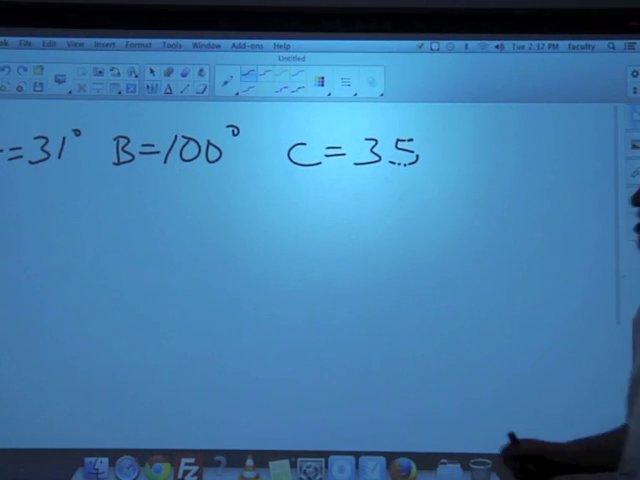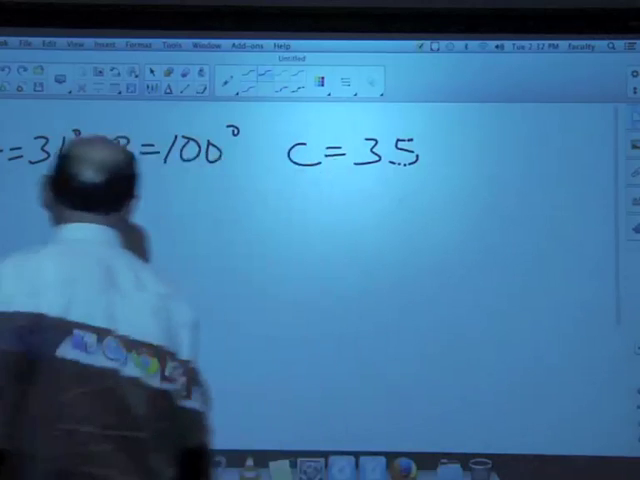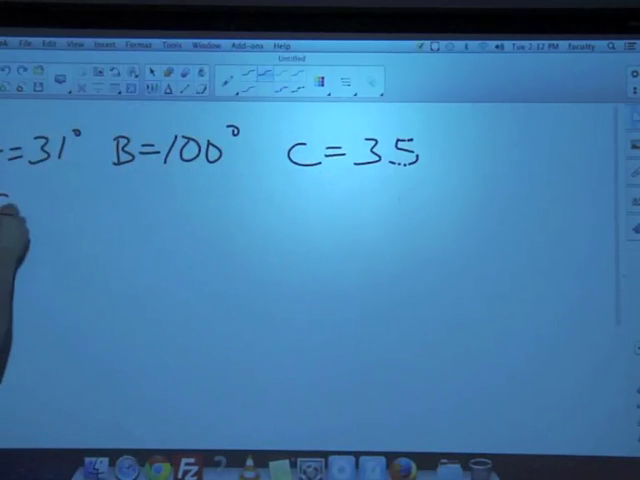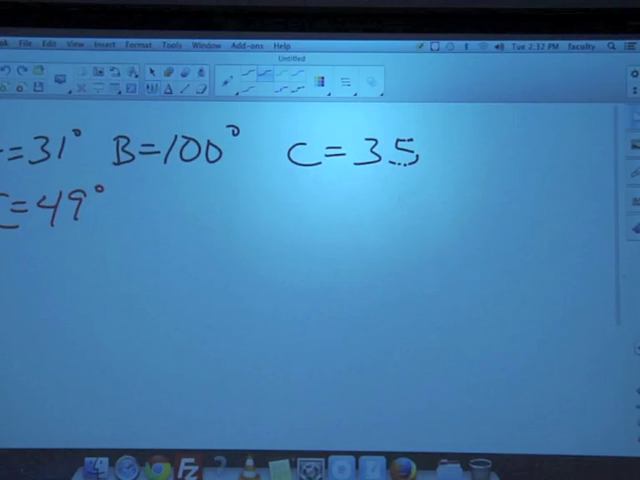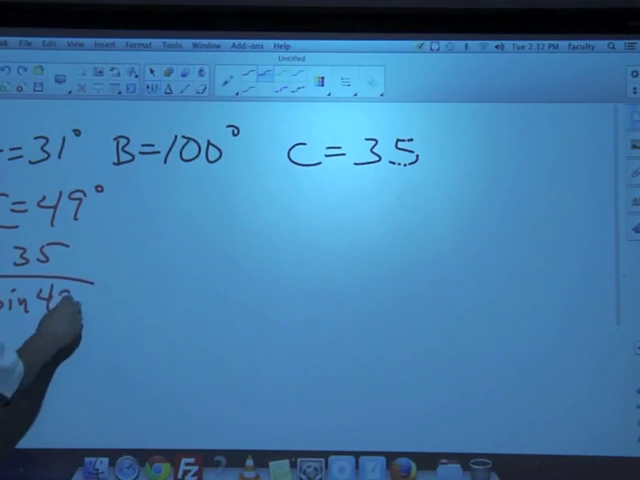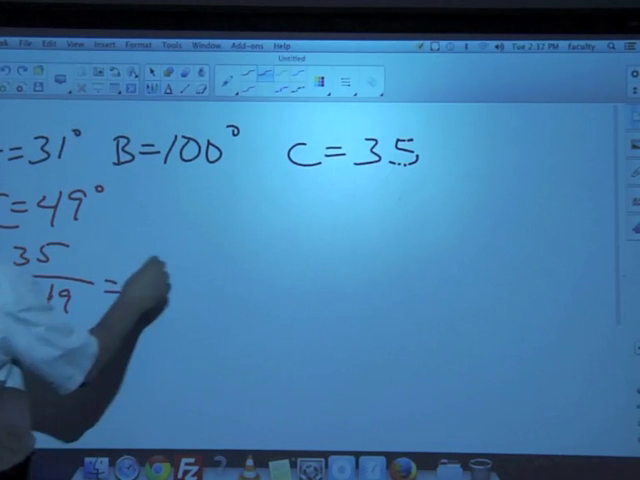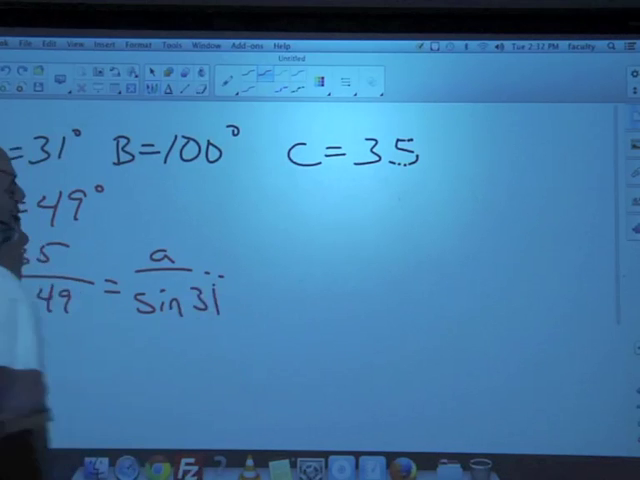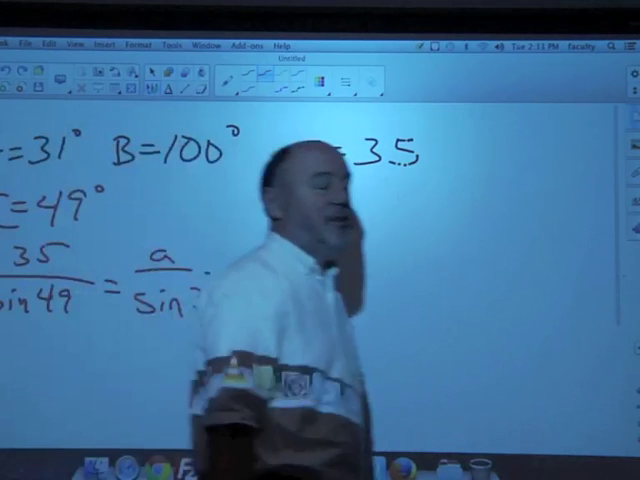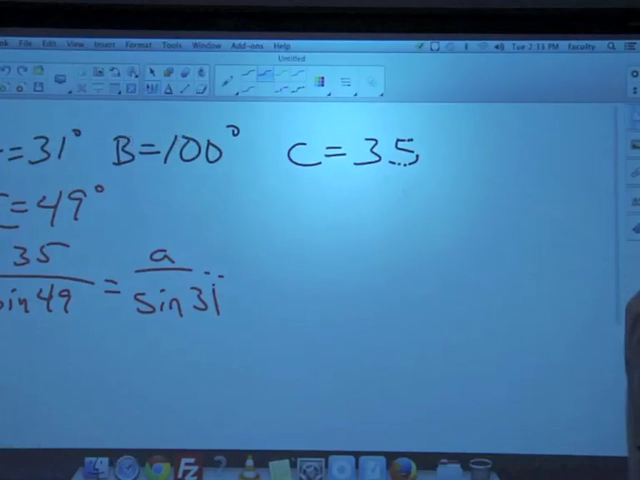So what is angle C? 49. So angle C is going to be 49 degrees. Now we have the information we need in order to use the law of sines. So we got 35 over the sine of 49 is going to equal A over the sine of 31. Again, cross multiply, divide.